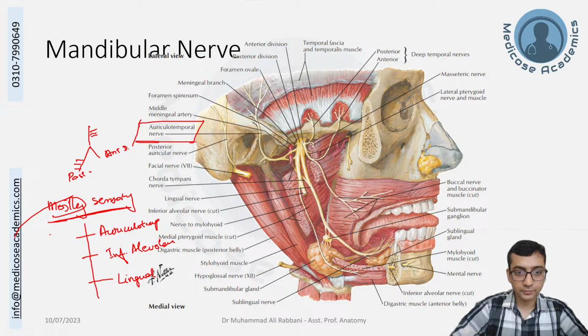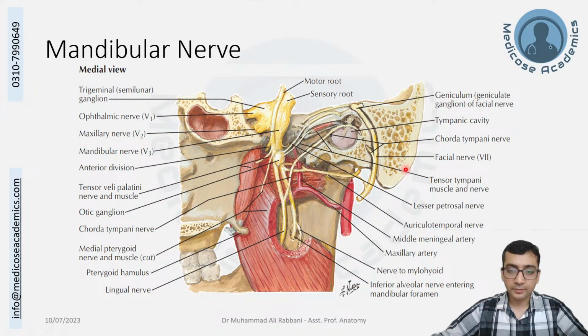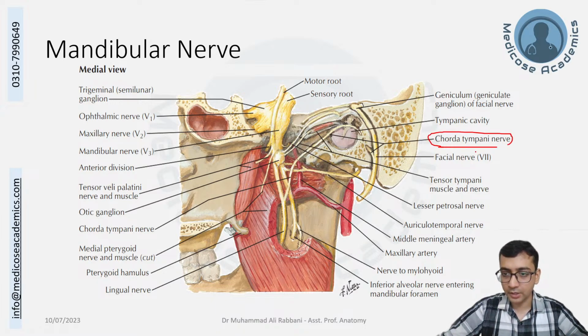auriculotemporal nerve. Let's talk about now the lingual nerve. It is not very much included in this topic, but we have to discuss it, the chorda tympani nerve. I don't want to discuss in detail the root of the chorda tympani nerve, technically speaking, but I will give a very quick summary. Chorda tympani nerve, it's a branch of the facial nerve.